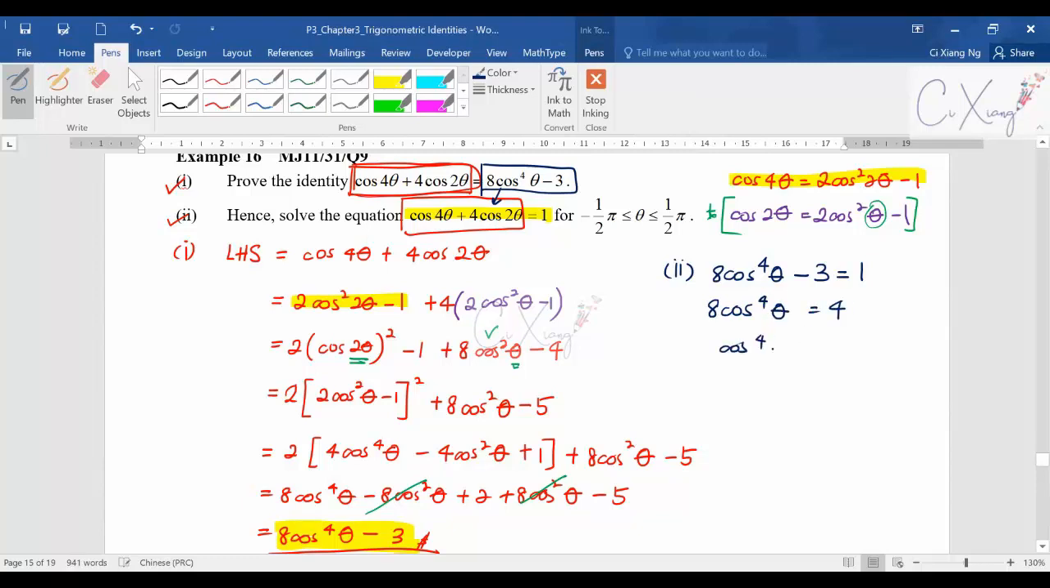So cos power 4 theta equals half. When you want the root of 4, you have to consider the plus minus sign. So you should have plus minus 1 over the root of 4 for 2, that means 2 power 1 over 4. Okay, 2 power 1 over 4. Why do we have the plus minus sign?